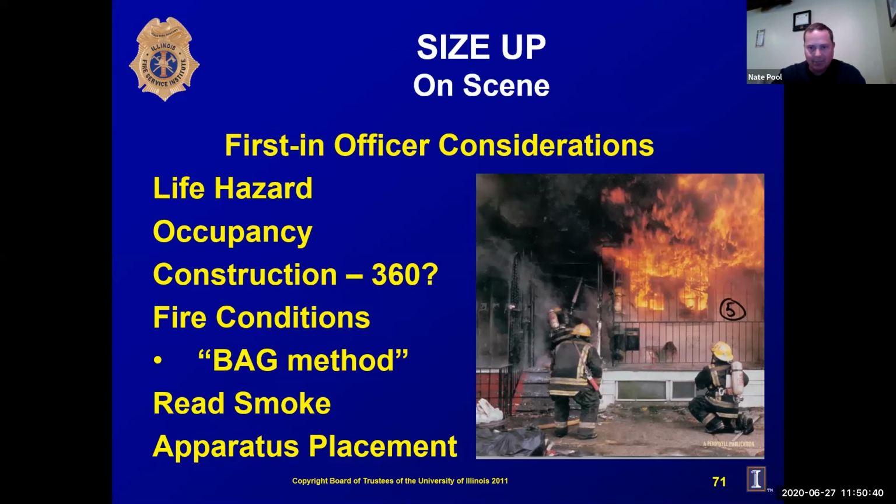You might not see much on the front, but you get to the back and you've got fire blowing out of a second story window. Once again, talking about the bag method, where's it been, where's it at, where's it going? And I know I've harped on this enough, but understand fire dynamics, be able to read smoke. What type of smoke do you have? Is it pushing? Is it black? Is it light? And then apparatus placement.